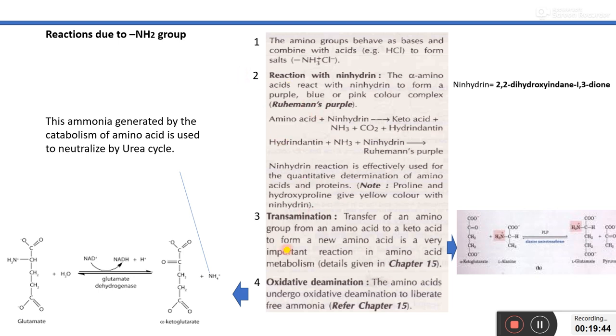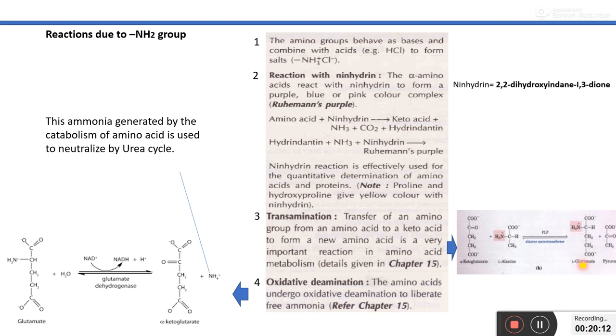Next reaction is known as transamination reaction, and in this chemical reaction, transfer of amino group from an amino acid to a keto acid takes place, which ultimately leads to the formation of a new amino acid. So in this reaction, transfer of amino group generally takes place from L-alanine to alpha ketoglutarate, and as a result of that, L-glutamate forms.